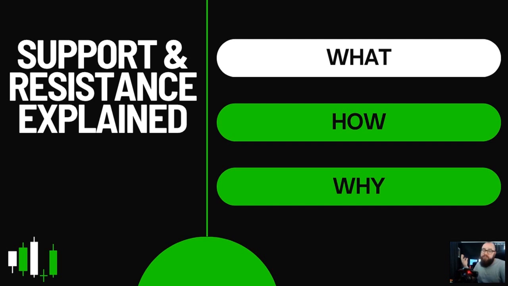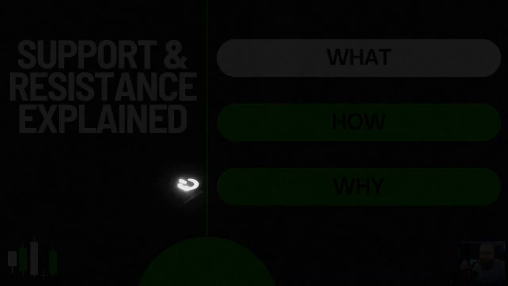I will cover what support and resistance is, how to use support and resistance as part of technical analysis, how to draw support and resistance, how to trade using support and resistance, and why you should use support and resistance. So let's jump right in.